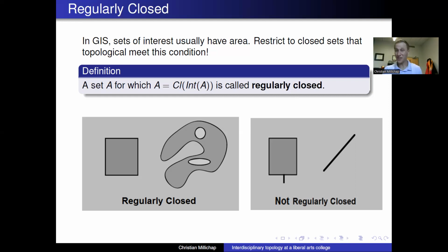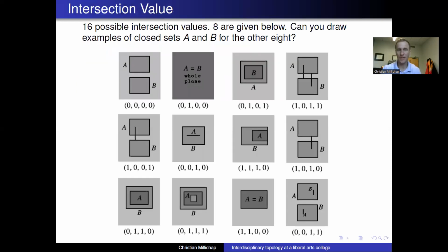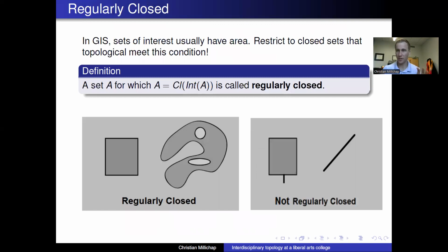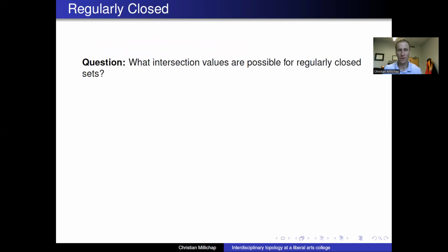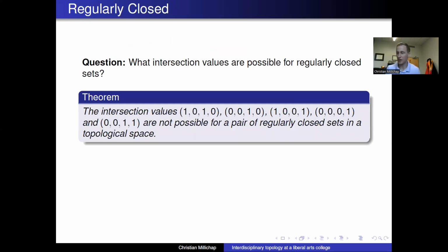So this will naturally bring us back to the same question we had before: there's 16 possible intersection values. If I say you can just do closed sets, you can make all of them. But if I say now you've got to be regularly closed, so meeting more of the restrictions we probably want in an application, what can you do? And this is nice because it does really lead to a theorem you can prove.